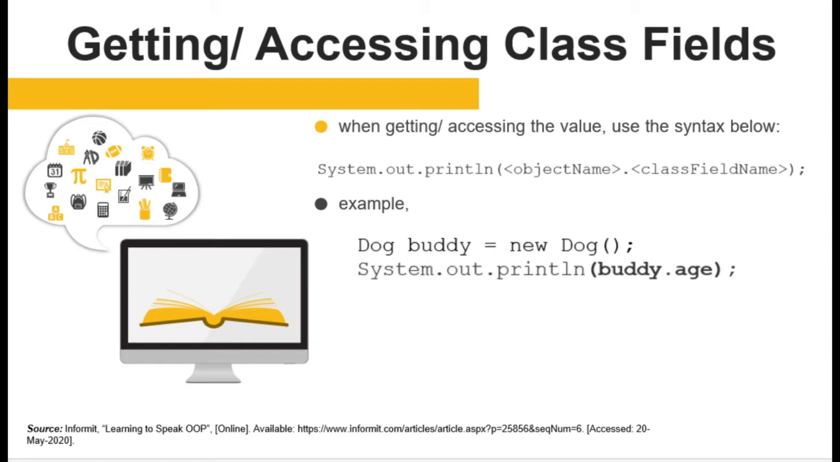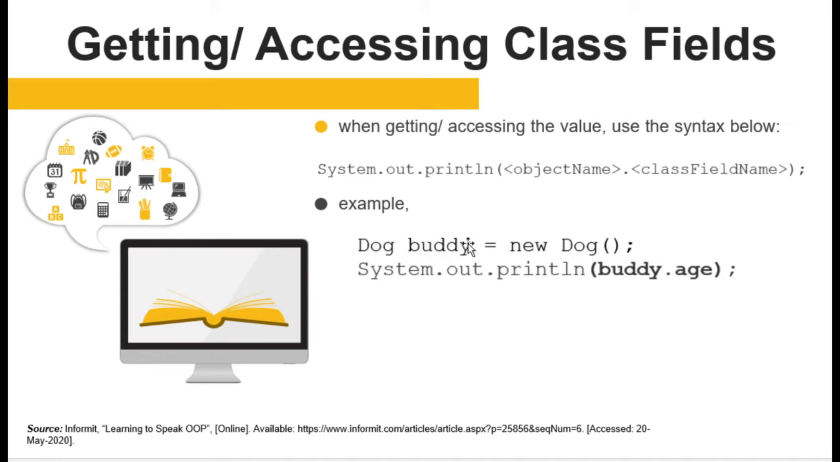Now when getting or accessing the value, use the given syntax. For example, if you want to print the value of a given class field, you have to first state the name of your object, followed by a dot, followed by the name of the class field. Example, let's say we have a dog class. We created a dog object named body using this constructor. Therefore, we will be having access to all of its defined class fields.